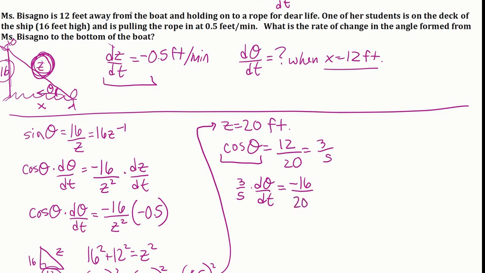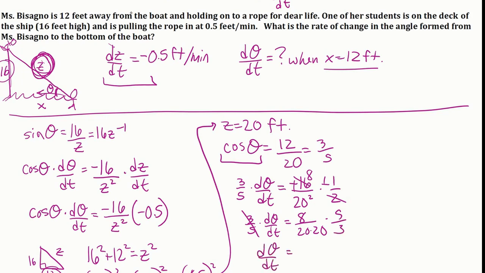Z was 20 squared times negative 1/2. So that is 3/5 times d theta dt, which is, let's see, that's 8. That's going to be a positive, so 8 over 20 times 20. Again, I'm not using a calculator, so times 5/3, d theta dt is equal to 8 times 5 is 40. 40 divided by 20 is 2. 2 over 20 is 1/10. So I get 1/10 times 1/3, which is 1 over 30.